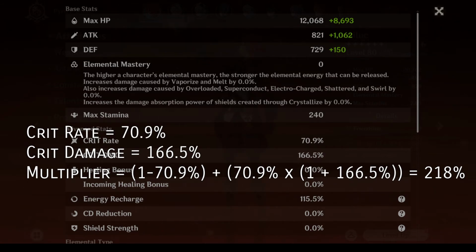Why? Because I'm going to crit so often that the crit damage multiplier is going to be applied almost 71% of the time. And that's going to give me 218% damage. So this is why crit is so incredibly valuable. It just creates a multiplier that takes your damage and enhances it by a really significant amount.